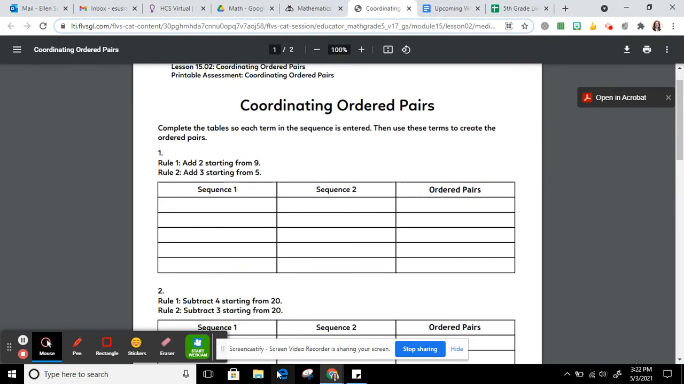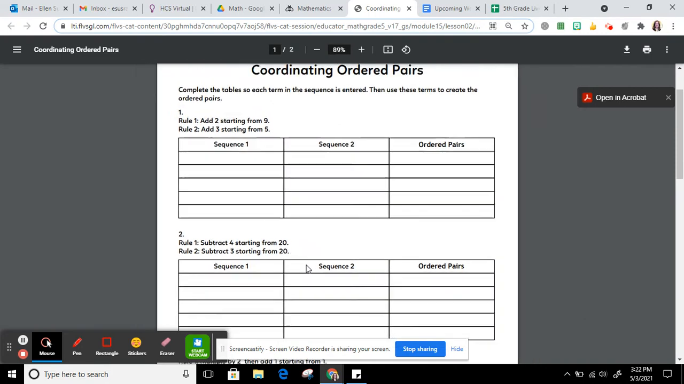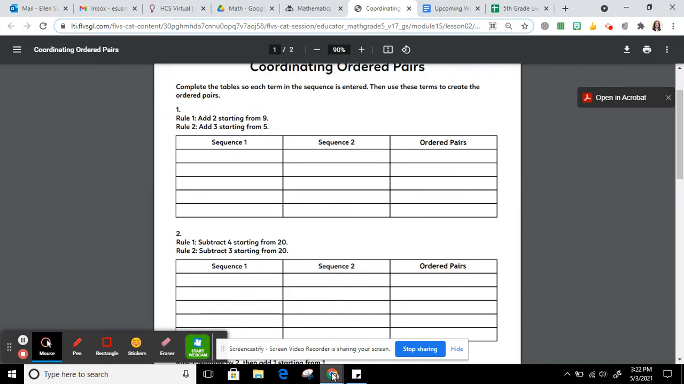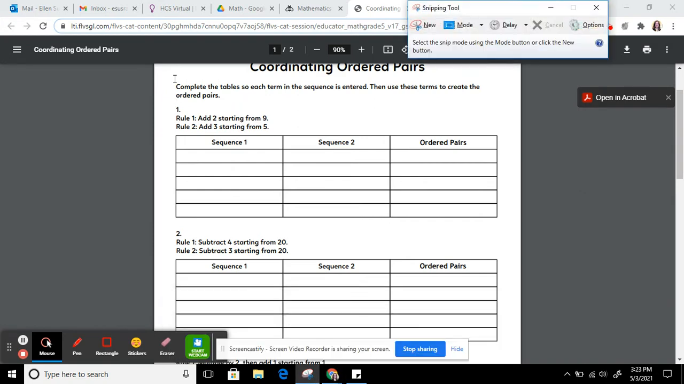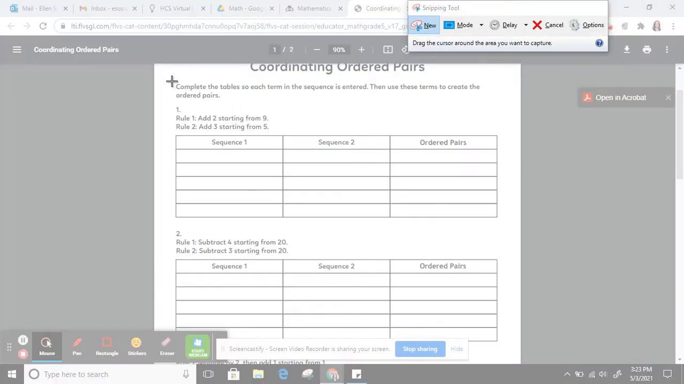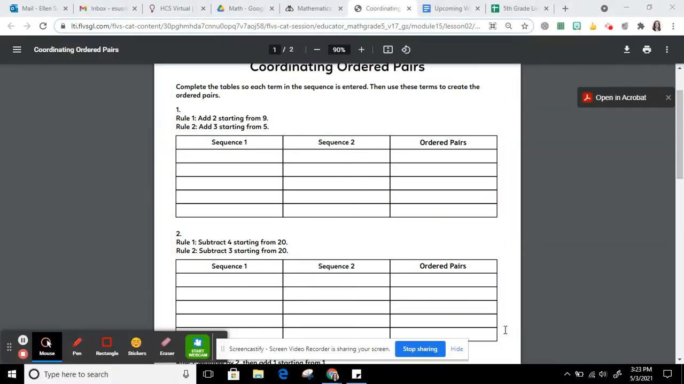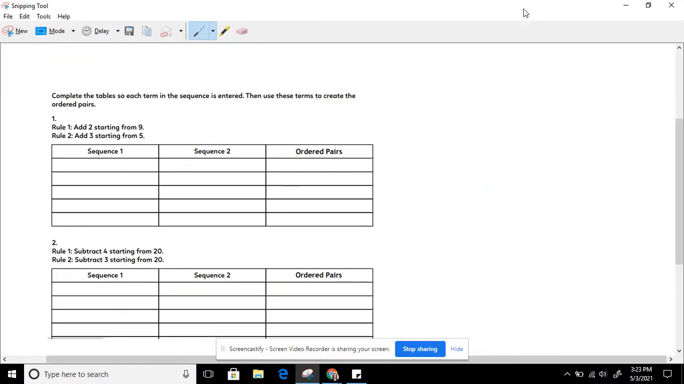So I'm going to go ahead and screenshot. Let's see if I can zoom out a little bit. I'm going to go ahead and screenshot the first 2, and we'll go over a couple examples, and then I'll screenshot the last 2. So you're going to complete the table so each term in the sequence is entered, then use these terms to create the ordered pairs. So for sequence 1, we're going to follow rule 1. For sequence 2, we're going to follow rule 2. And then we'll write the ordered pairs.